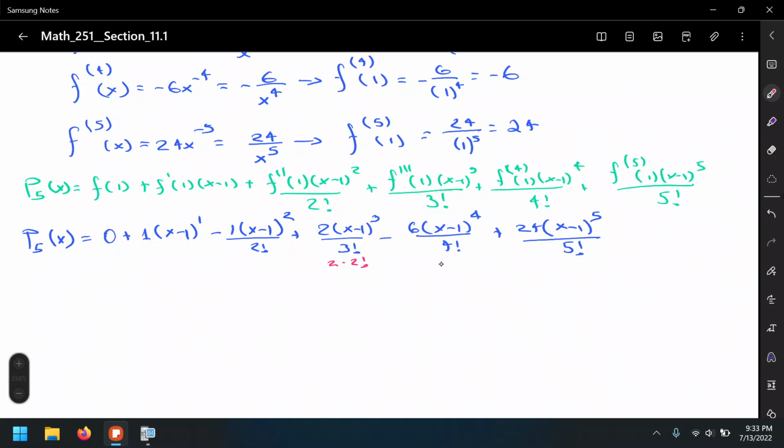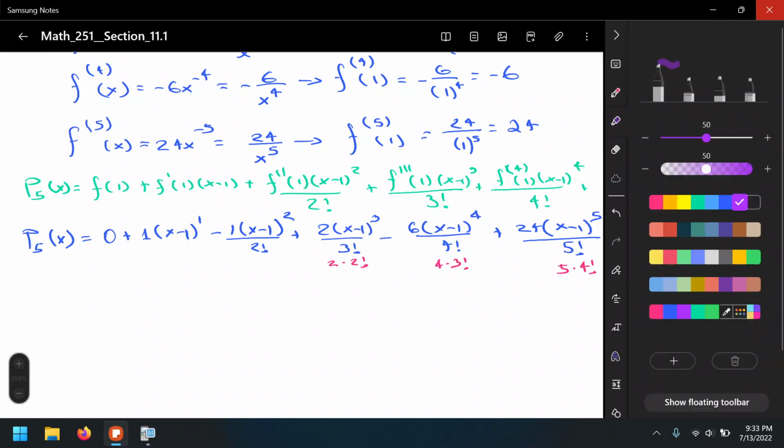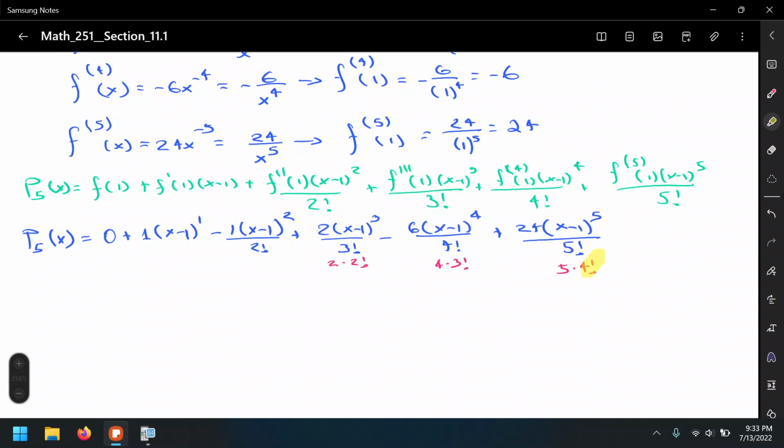This 4 factorial is the same as 4 times 3 factorial, and this 5 factorial is 5 times 4 factorial. But guess what? Don't you see how this 4 factorial is the same as this 24? We can cancel those. This 3 factorial is 6, which cancels that 6. 2 factorial is 2, which cancels this 2, etc. Well, actually, just stop here.